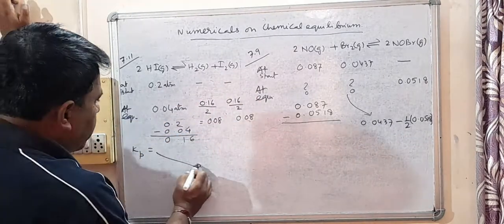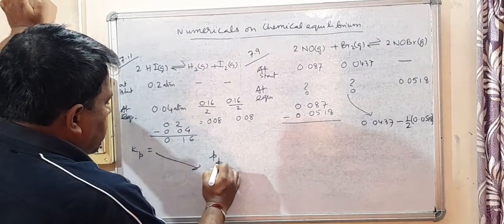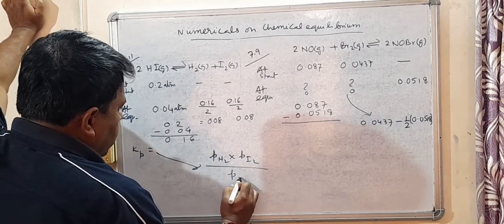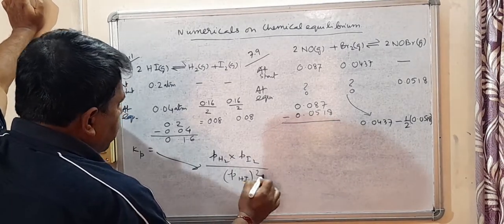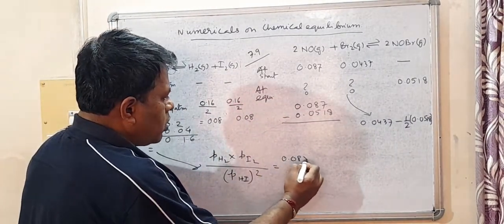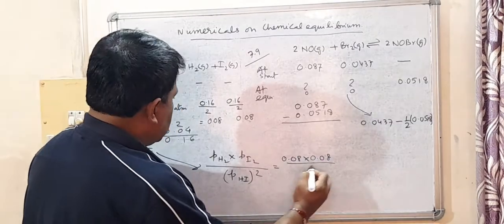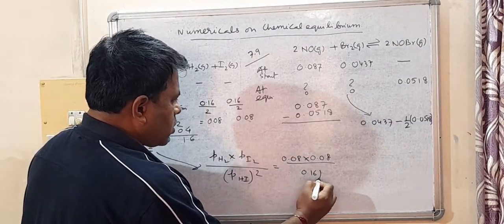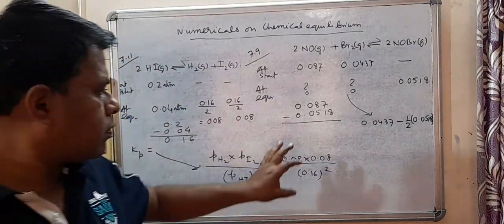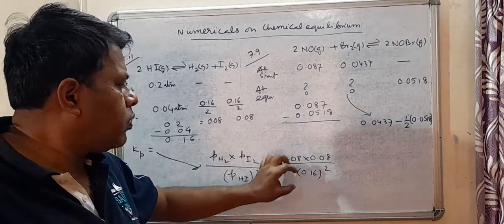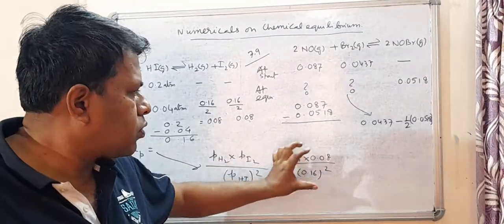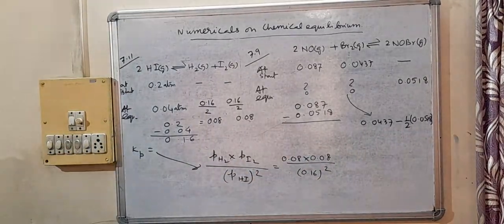Now the Kp expression will be partial pressure of H2 into partial pressure of I2 by partial pressure of HI to the power 2, product by reactant. Now we put these values here: 0.08 into 0.08 by 0.04 square. You simplify this, you get the answer. Now let me tell you one thing here, we don't need to write any unit for Kp or Kc. We just write the value.